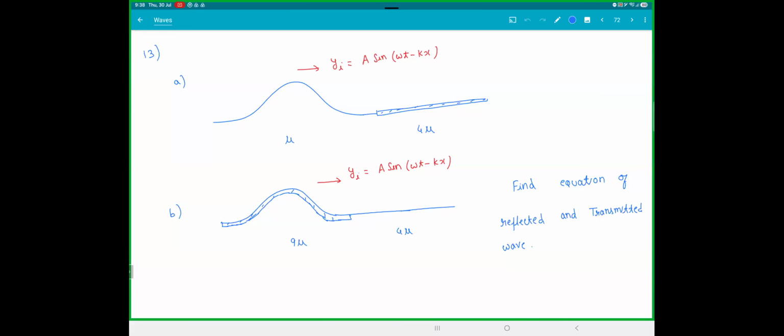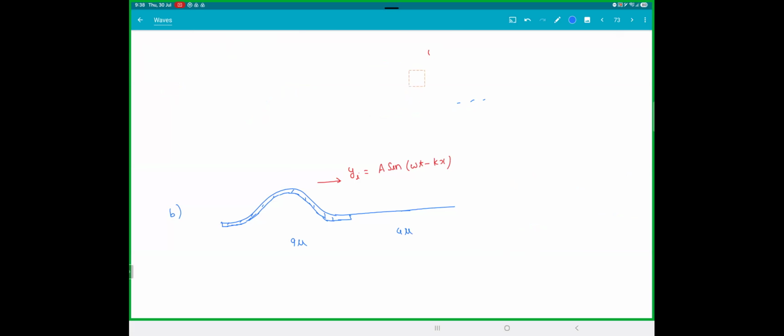So this is reflections on a composite string. Here I know I can guess this. Both will be in the same phase.